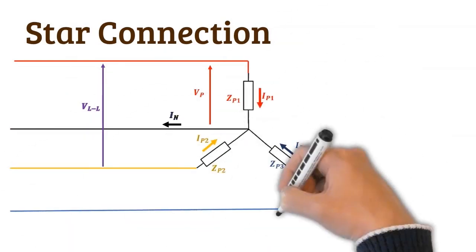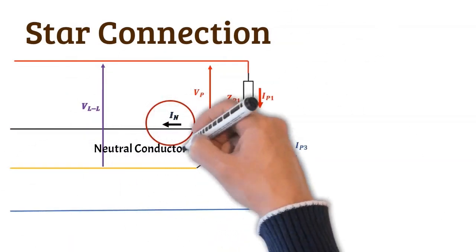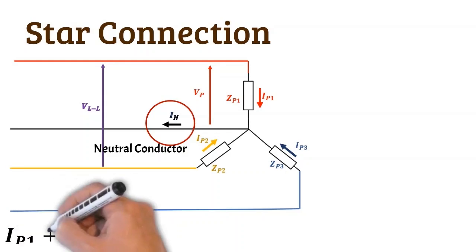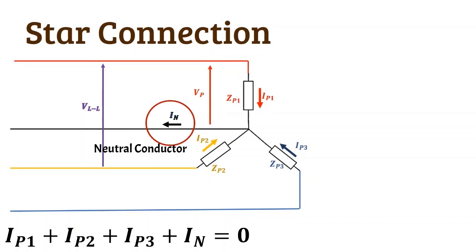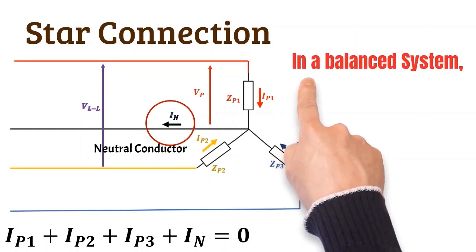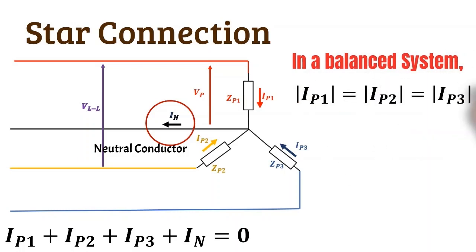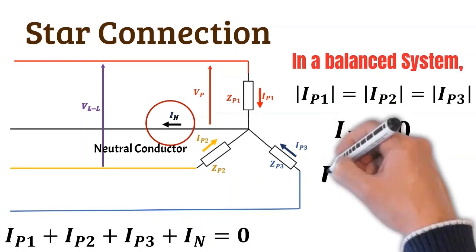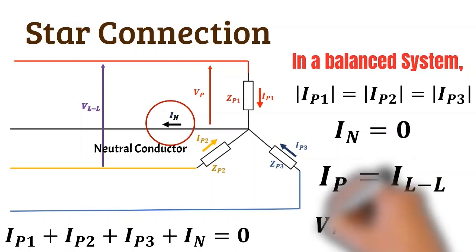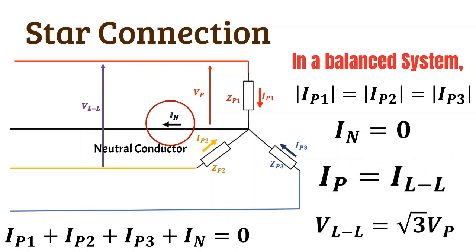In star connection, we have another conductor, which is the neutral conductor. So phase 1 current plus phase 2 current plus phase 3 current plus neutral current should be equal to 0. If the system is balanced, then phase currents are equal in magnitude and frequency with 120 degrees phase shift. Therefore, neutral current will be 0. Line current and phase current are the same, but line-to-line voltage is equal to √3 times the phase voltage. You may have learned these in your lectures and you know these equations well.